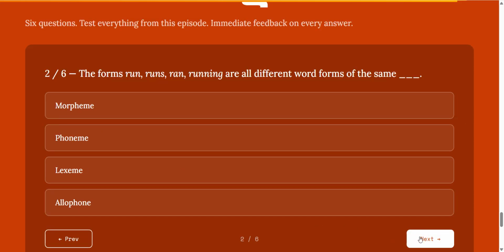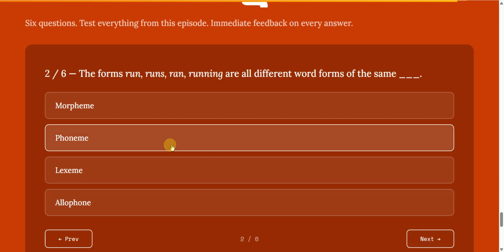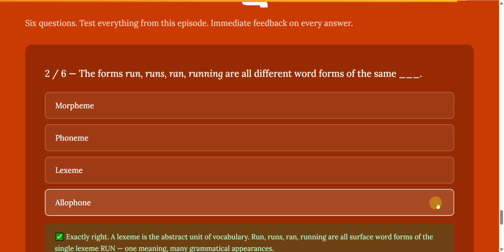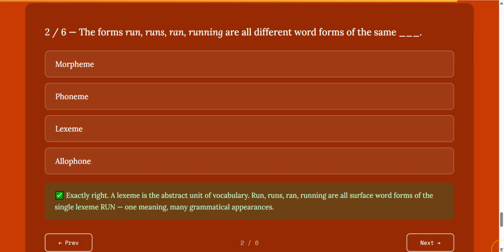So let's look at the second one. The forms run, runs, ran, running are all different word forms of the same: morpheme, phoneme, lexeme, or allophone? We have discussed it earlier, it's lexeme. A lexeme is an abstract unit of vocabulary. Run, ran, running are all surface word forms of the single lexeme run: one meaning, many grammatical appearances.